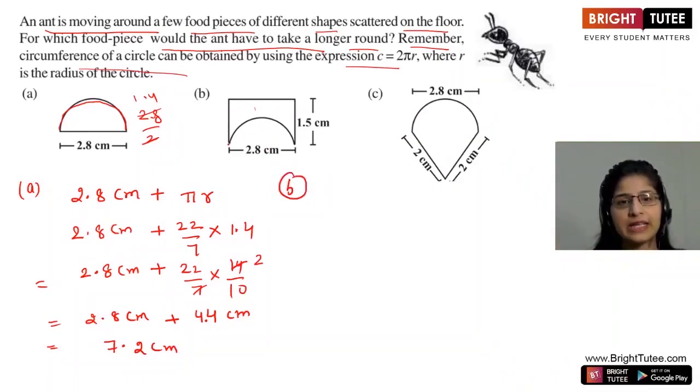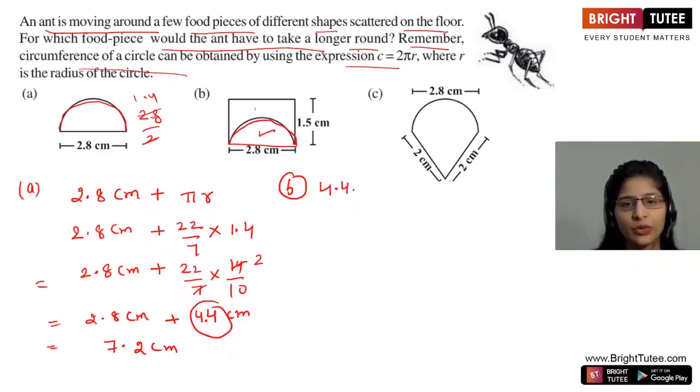Now for the second figure we will calculate for the B part of it. In the B part we see that the same semicircle is here. If I join this, the same semicircle is here. So for this semicircle, what is the circumference that we calculated? If you see students, 4.4. So 4.4 centimeter. In that what we are going to add? This is 1.5, this is 1.5 and this will be 2.8 centimeter. Right? So the ant, this is not given to us, this is what we have joined.